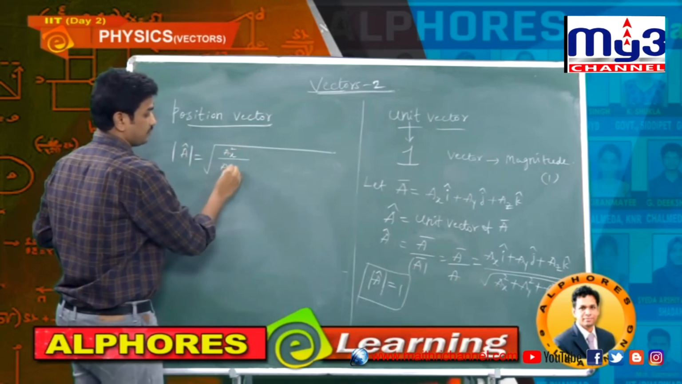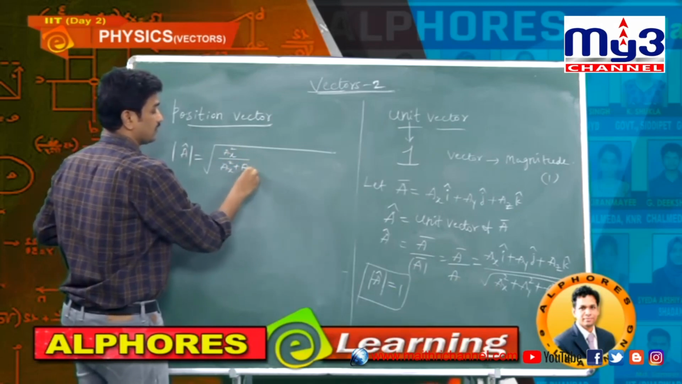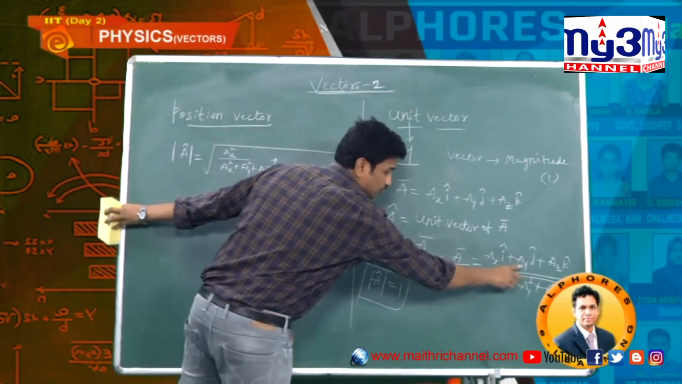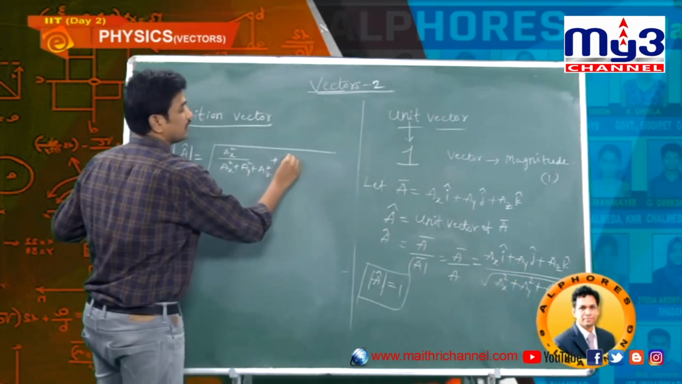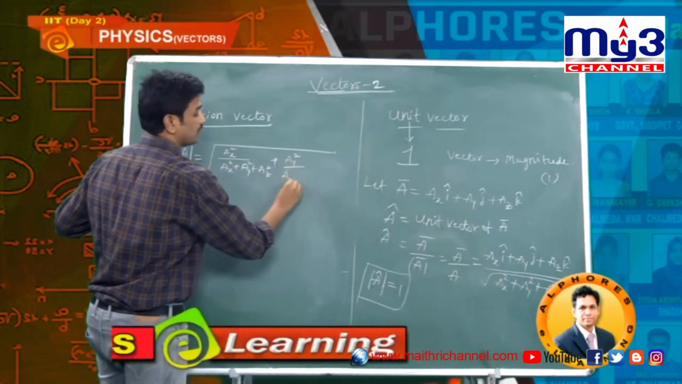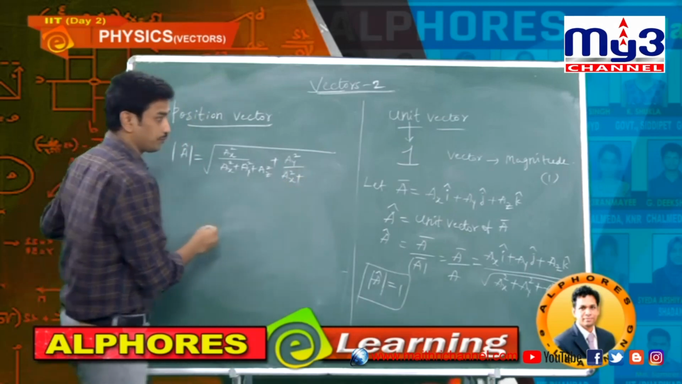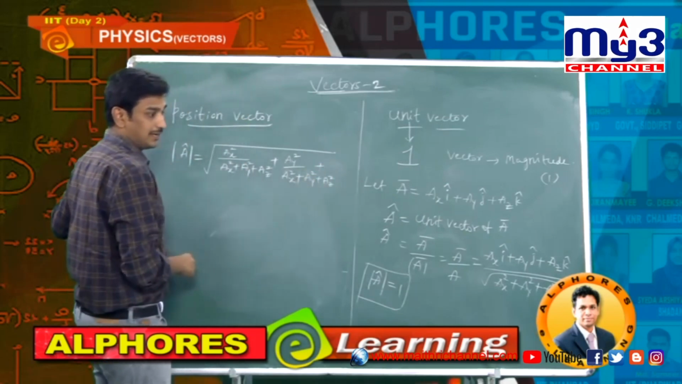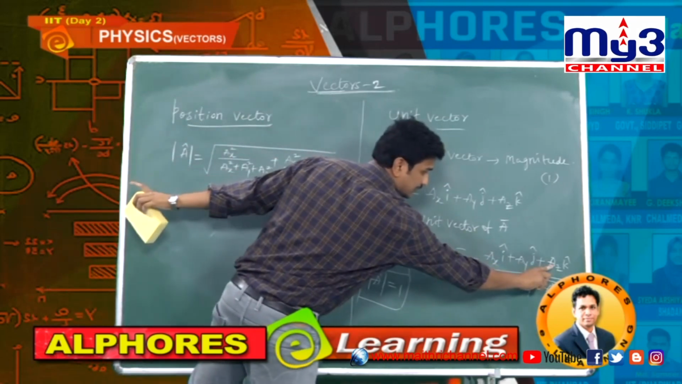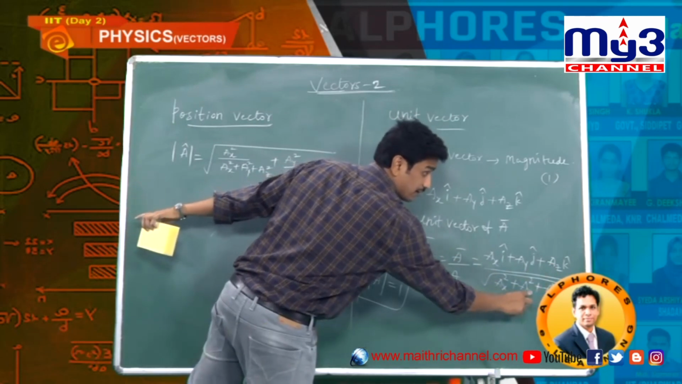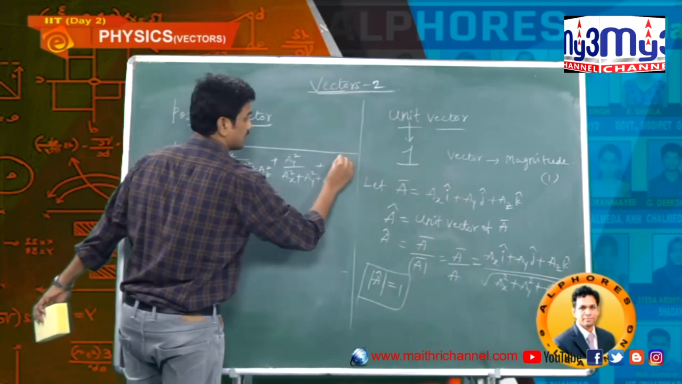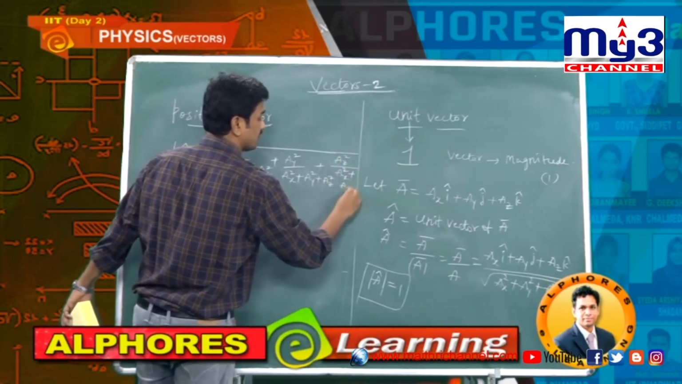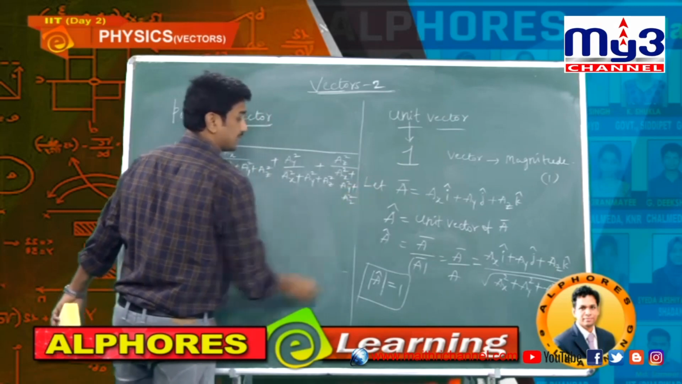Ax square by ax square plus ay square plus az square, plus j cap coefficient ay, by this ay whole square by ax square plus ay square plus az square. Similarly, k cap coefficient az by root of ax square plus ay square plus az square. I will substitute here ax square plus ay square plus az square.